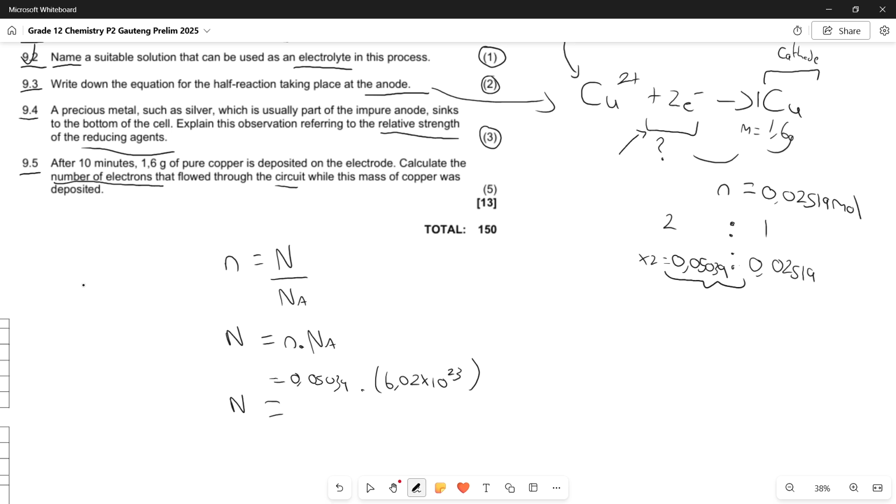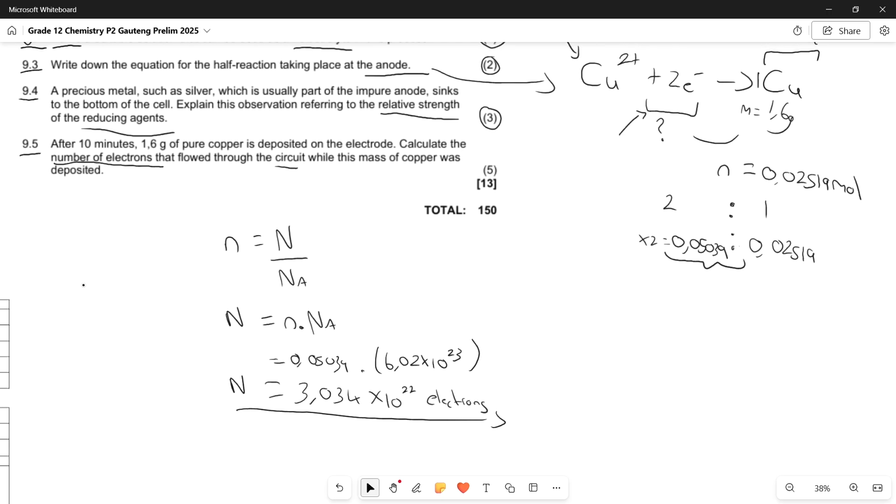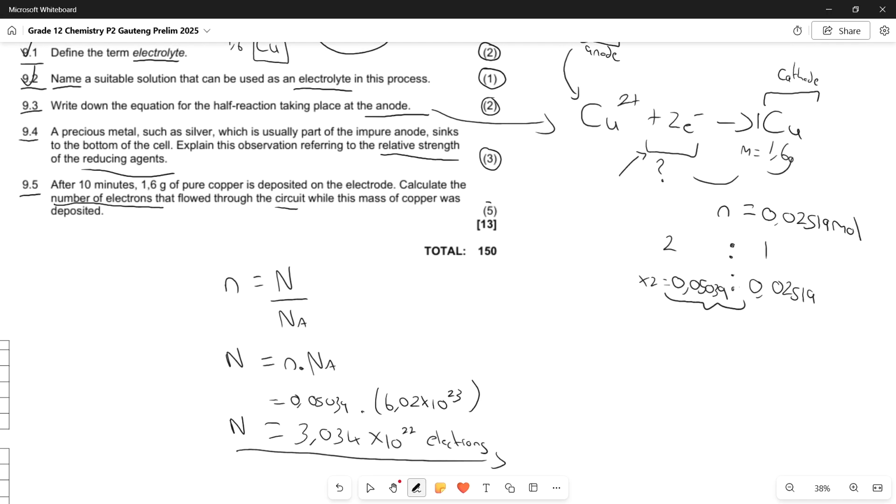and this is our final move, because here we're going to calculate the amount of particles or atoms, or in this case the number of electrons that flowed through the circuit while the mass of copper was deposited, which means we have 3.034 × 10^22, a large number because there are many electrons over there, and that would be our final answer over here for 9.5, earning us 5 marks for this question, 13 marks for this whole section, and 150 marks for this whole paper.